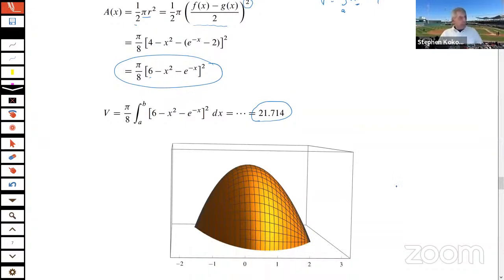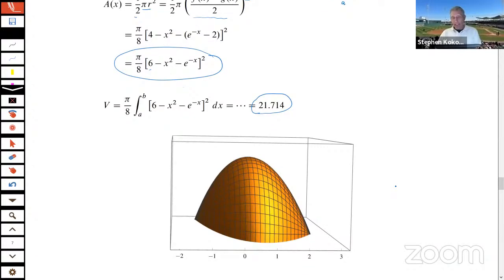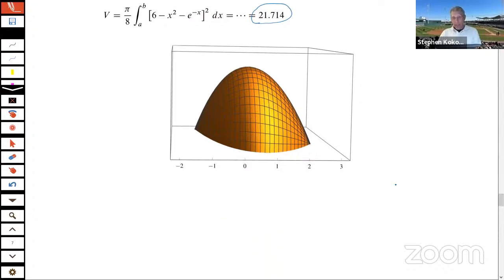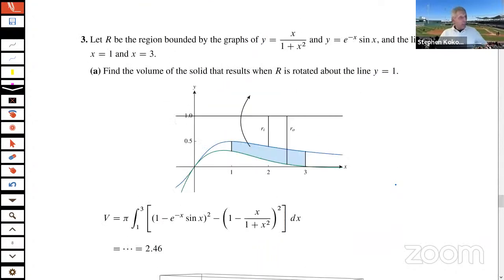All righty, here we go. Beautiful. There was a picture that I produced with Mathematica of what I thought this solid might look like. Not bad. You can kind of see those semicircles there. Let's take a quick look at this one. I'd like to take a look at two more here if we can.